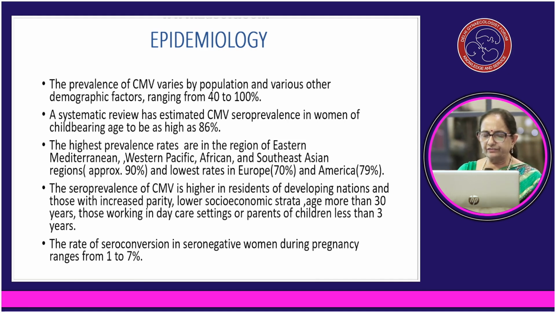The seroprevalence of CMV is higher in residents of developing nations and those with increased parity, lower socioeconomic strata, age more than 30 years, those working in daycare settings, or parents of children less than 3 years. The rate of seroconversion in seronegative women during pregnancy ranges from 1 to 7%.